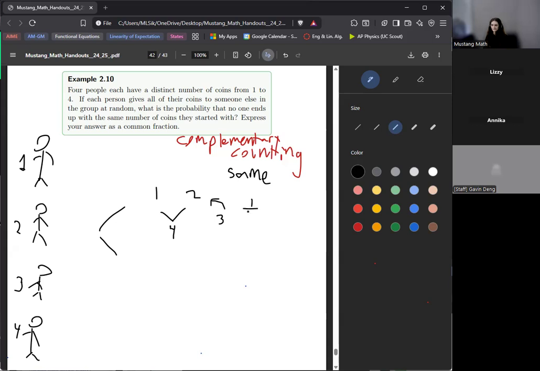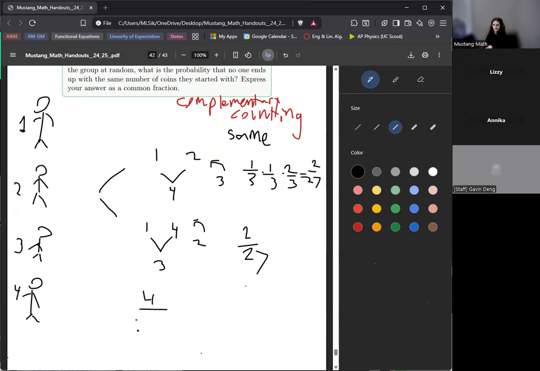This happens with the probability of 1/3 times 1/3 times 2/3, because 3 can give their coins to either 1 or 2. And so we end up altogether with 2/27. Now there's another way this can happen. Say person 1 and person 4 give their coins to person 3, but person 2 gives their coins to someone else. Same thing, we just swap the people around a little bit. That also has a probability of 2/27. So altogether, that probability is 4/27.